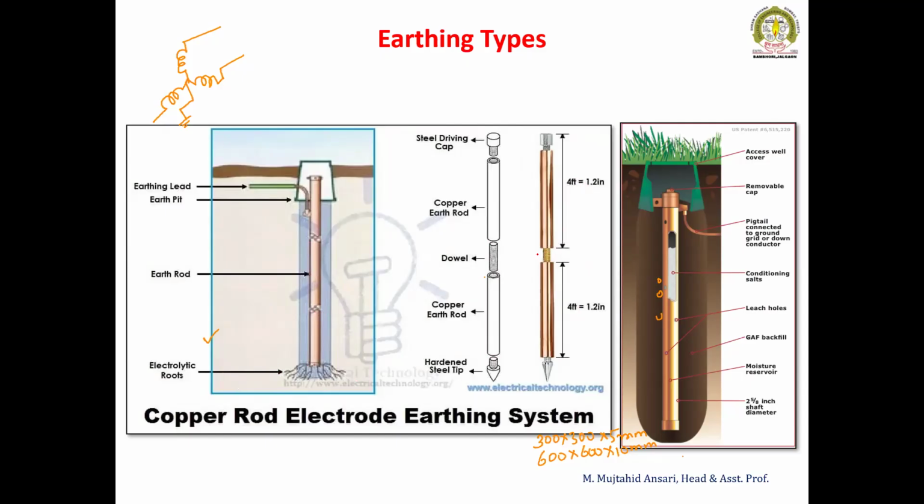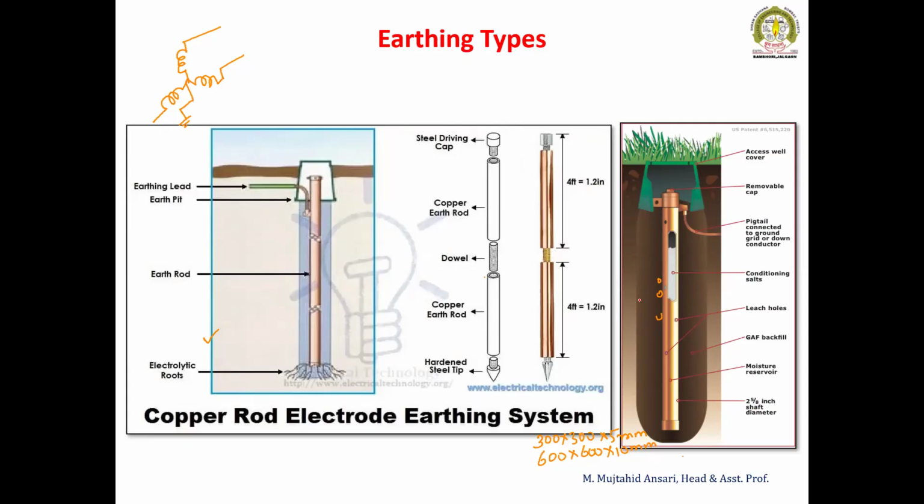If the substation size and layout is much larger, we can bury it up to 10 feet also. Conditioning salts are filled in this one. Ready-made earthing rods are available, and the pipe size is 2.2 inch. Nowadays, people prefer this for solar installation, because it takes less space for doing the earthing pit.